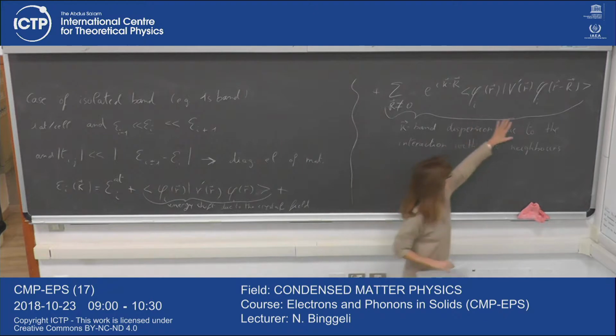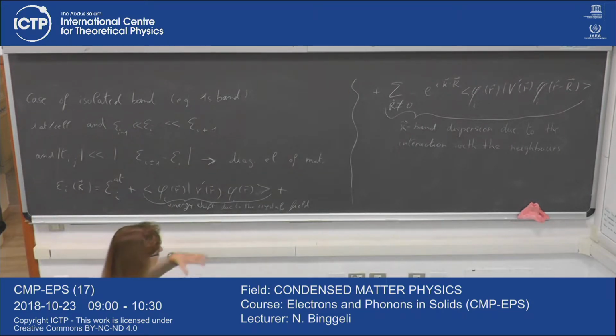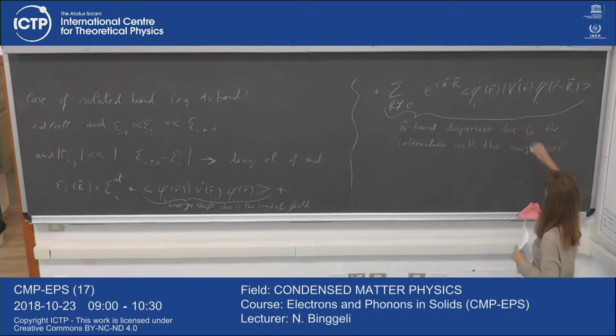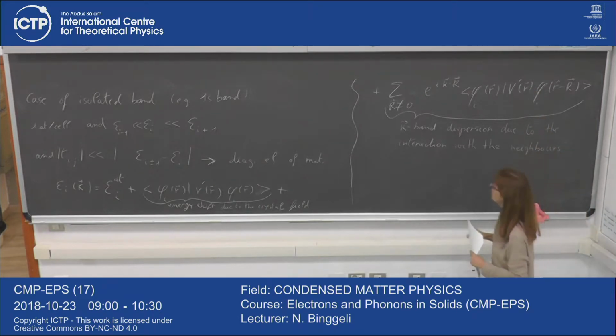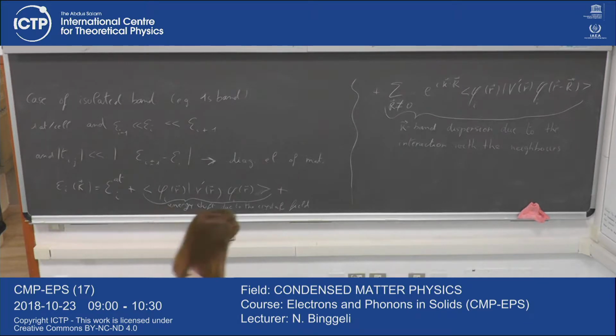It's the interaction between, let's say, the S state on one atom and the S state on the neighboring atom in the neighboring cells that interact because of the crystal field. Okay? So this is what is obtained in the tight binding approach in the limit of an isolated band, like an S band.